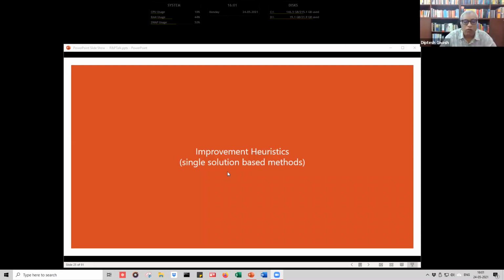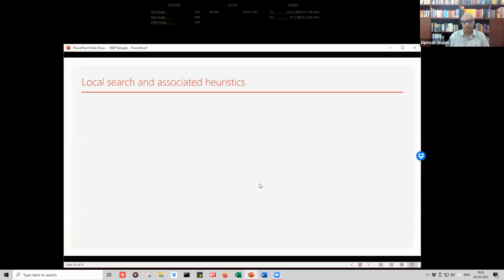Okay, to show that, what we'll do is talk about the structure and then use that structure on the two problems that we are talking about, the knapsack problem and the traveling salesman problem. Okay, so let's talk about the first heuristic. The first heuristic that we talk about is something called local search.